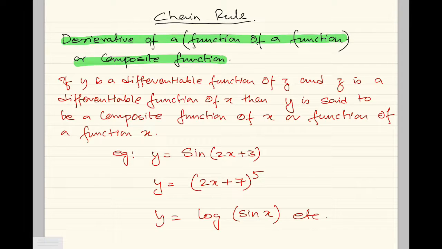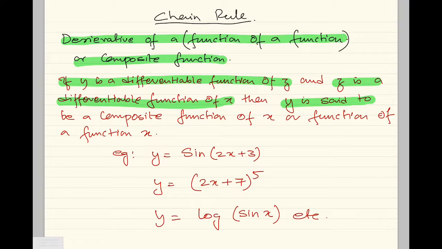The definition says if y is a differentiable function of z, and in return z is also a differentiable function of x, then y is said to be a composite function of x, or a function of a function of x. Here z acts as a bridge variable. It says y is a function of z, but again in return z is a function of x. So, a two-step function, isn't it everyone?